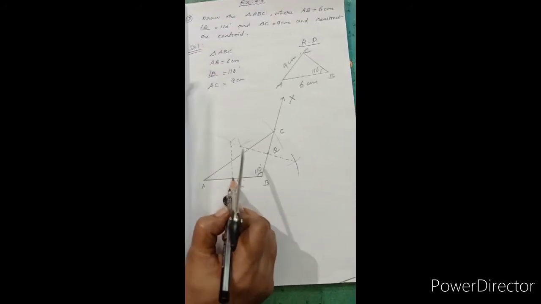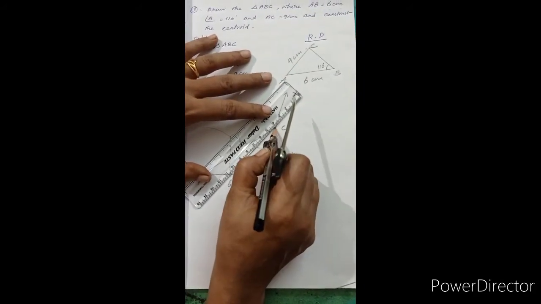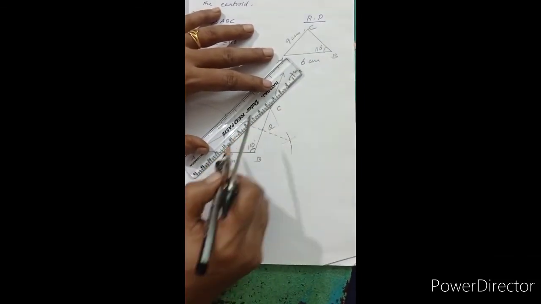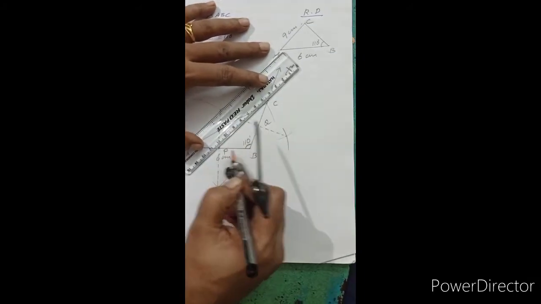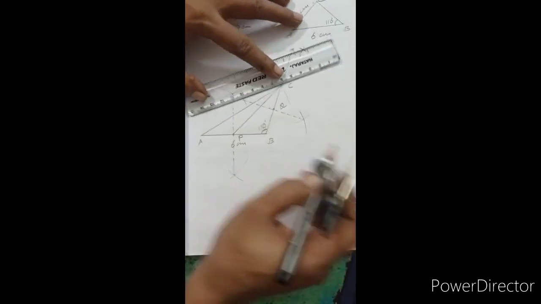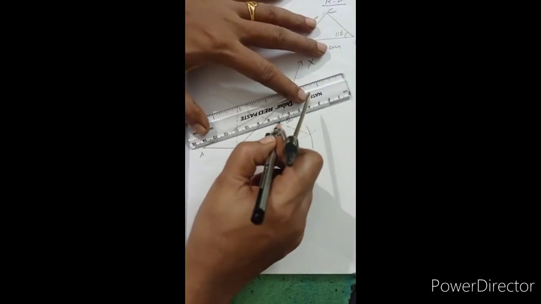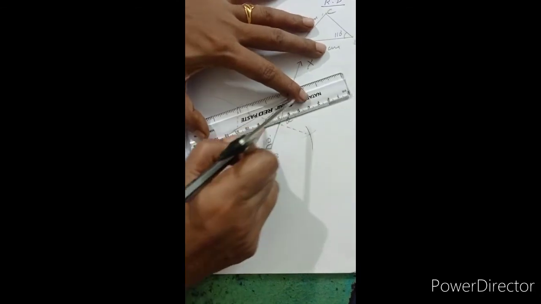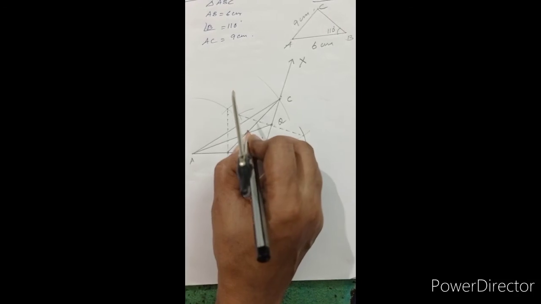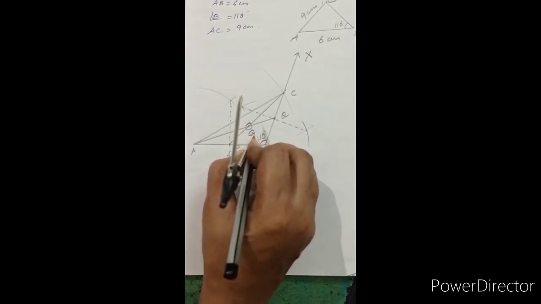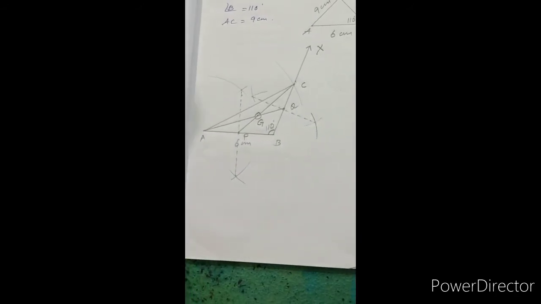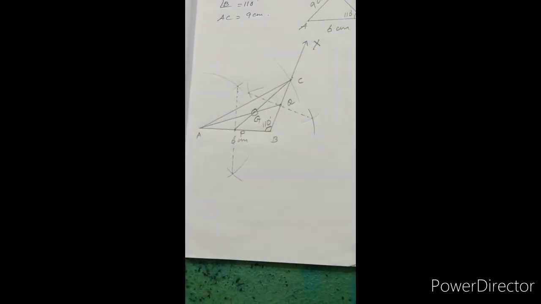Now join this midpoint with vertex of triangle C. C is vertex of triangle and P is midpoint of its opposite side. So this line is median. Here also draw median. Connect AQ. Now this intersecting point is G. This G is our required centroid.